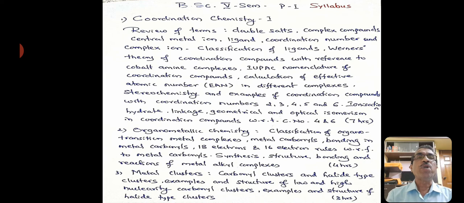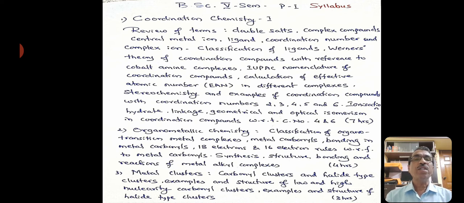In this, you have a review of terms like double salts, complex compounds, central metal ion, ligand, coordination number, and complex ion. You are also going to study the classification of ligands, Werner's theory of coordination compounds with reference to cobalt-amine complexes, IUPAC nomenclature of coordination compounds, calculation of effective atomic number in different complexes, stereochemistry and complexes of coordination compounds with coordination number 2, 3, 4, 5 and 6, ionization, hydrate, linkage, geometrical and optical isomerism in coordination compounds with respect to coordination number 4 and 6. This whole topic carries 7 hours.